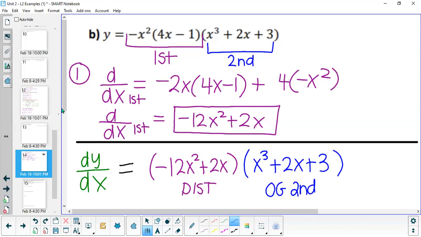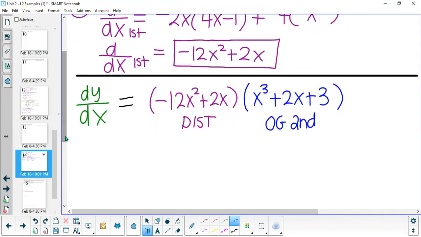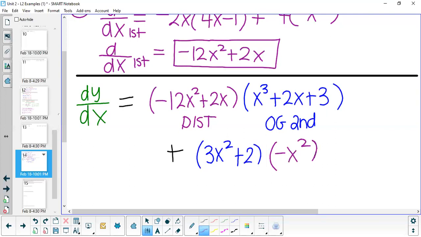I'm going to move this down a little bit. Now I'm going to perform a sum. So I'm going to add this to the derivative of the second function. So I'm taking the derivative of the second function, which is 3x squared plus 2. And I'm going to multiply that by the original first function. The original first function was negative x squared times 4x minus 1. This was all the original first function.